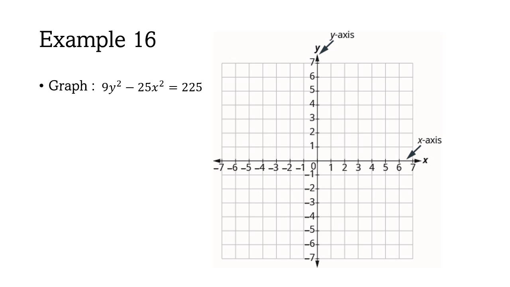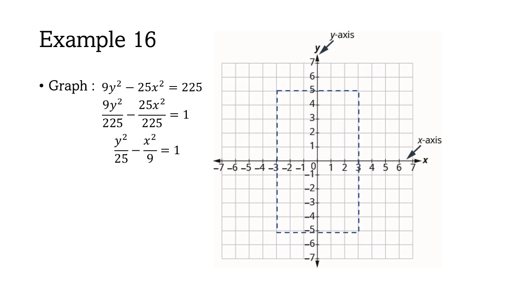Another equation of a hyperbola, but we need to divide every term by 225. Simplify. Now, from the origin, we're going to go 5 units up and down and 3 units left and right. We're going to draw a rectangle and take the diagonals. Now here, the vertices are going to be on the y-axis with coordinates (0, 5) and (0, -5).